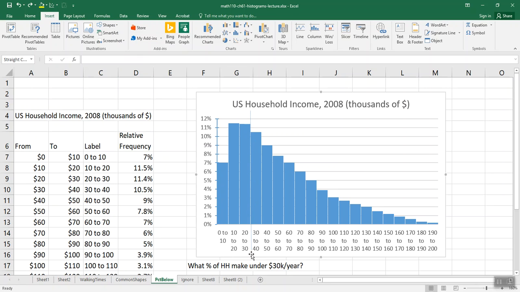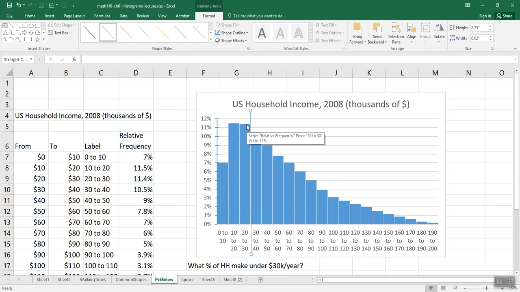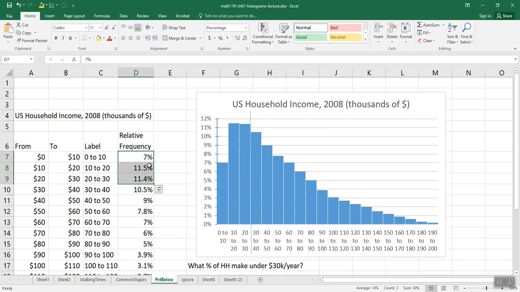Right there. So how many households have an income lower than that cutoff? We could say, well, here's about 7% plus another 11.5% plus another almost 11.5%. So we could add those up. They're right here, so you could add them in your head. In the homework, we don't have those very precisely. You can just kind of eyeball the numbers.